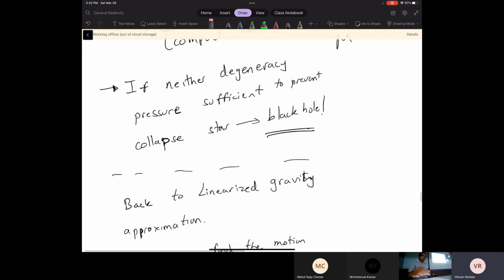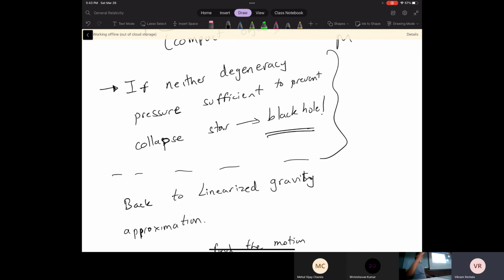So if neither degeneracy pressure is sufficient to prevent collapse, you will end up with these black holes. For a black hole, if you're far enough away, Newtonian gravity works perfectly well. You don't need to talk about Einstein's gravity. Far enough away, the law of gravity is still the same. It's just a compact object. But as I get close to the black hole, Newton's gravitational laws really break down. You really need the full power of non-linear Einstein's equations to understand what happens near a black hole.